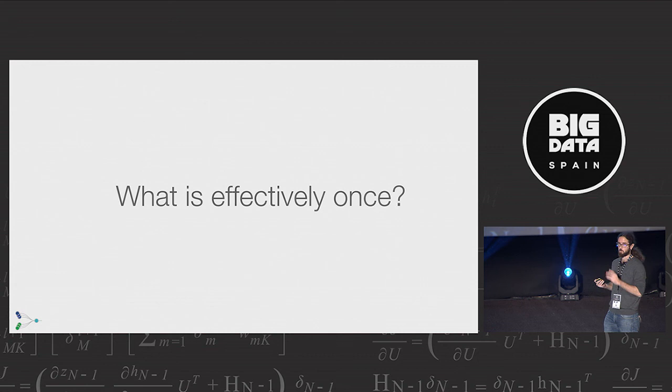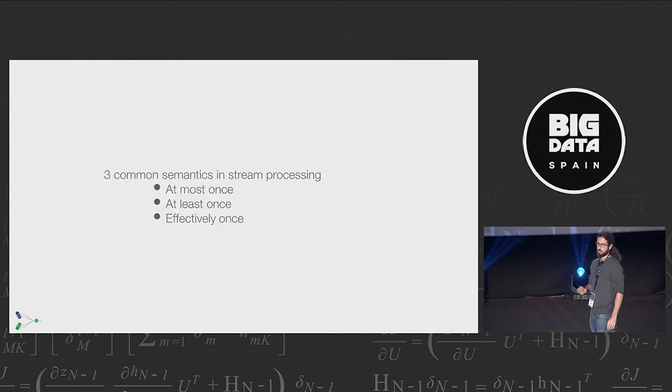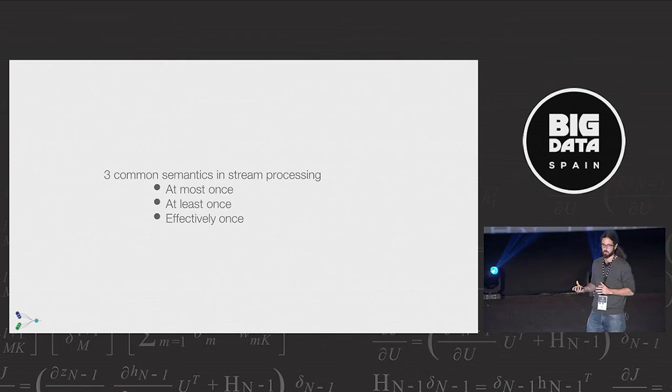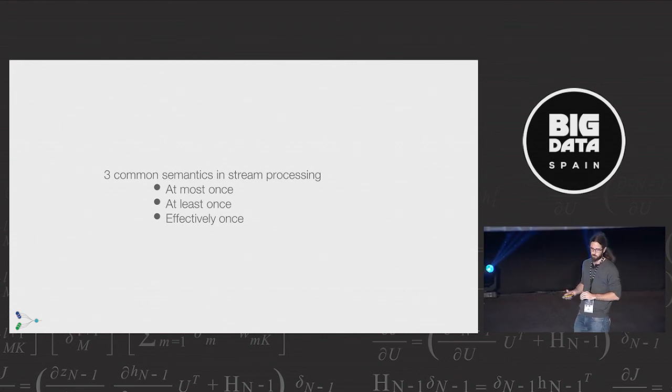So what is effectively once? It's easiest to explain effectively once in the context of the other common stream processing semantics, which are at most once, at least once, and of course effectively once. Effectively once is also sometimes called exactly once, but we've been steering away from that term because it has proved to be a bit controversial.